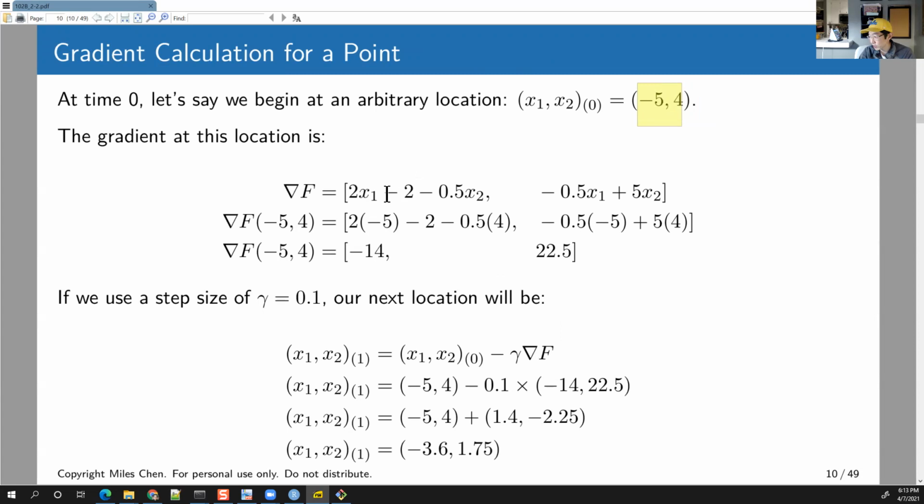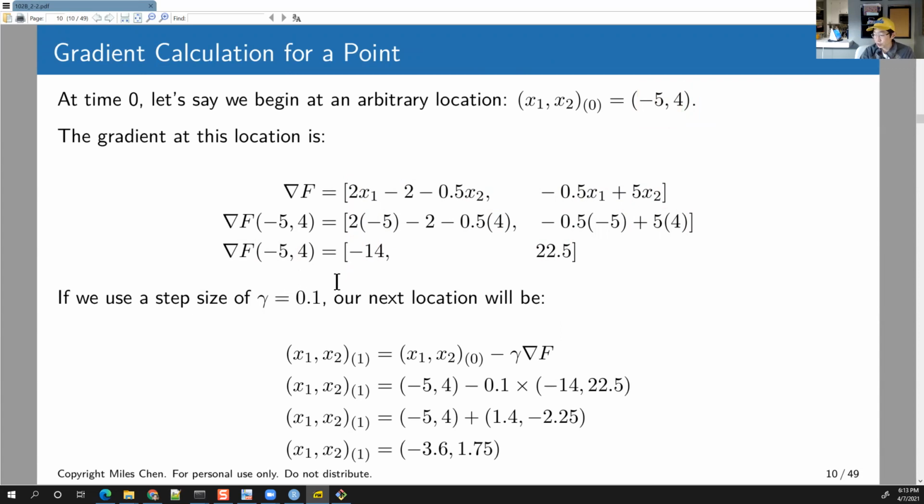And so I just plug in -5, 4. For the first partial derivative, I plug in -5, I get -10 minus 2 minus 4 times 0.5. So I get -14. Over here, the other one, I get -0.5x. So I get -0.5 times -5, and then 5 times 4, 20. And so I get 22.5. That's going to be our gradient at f.